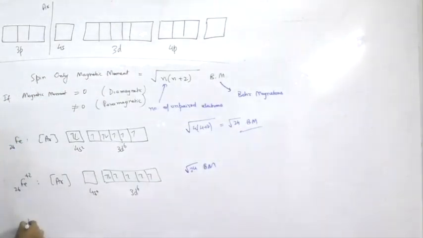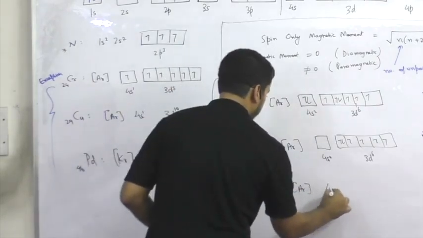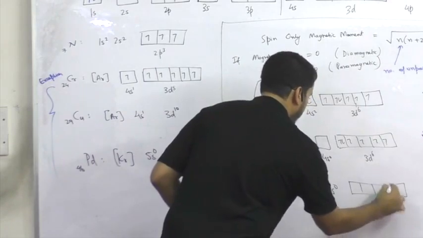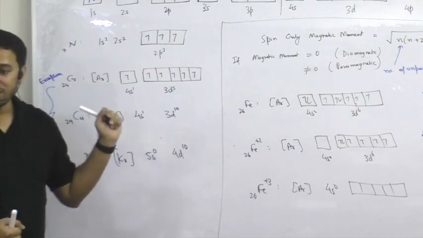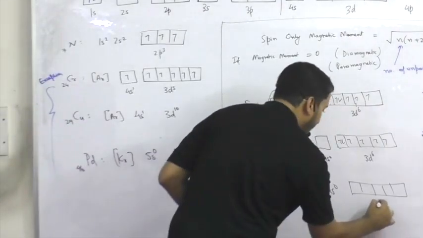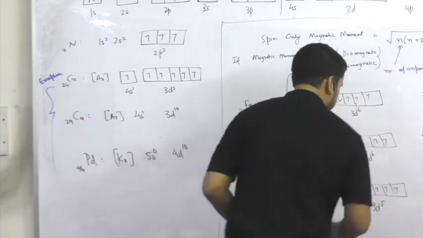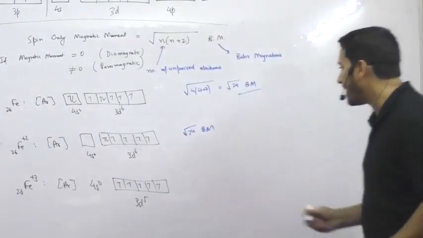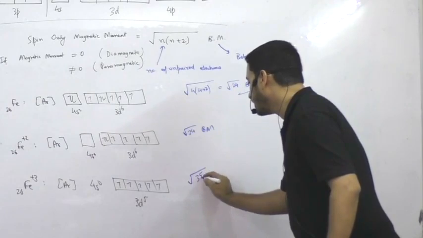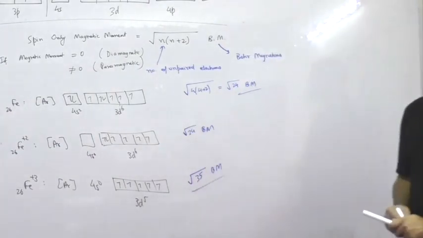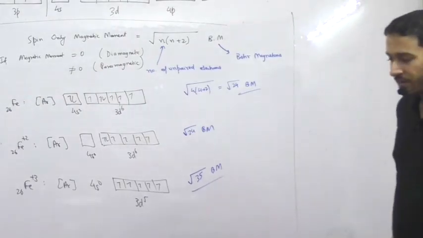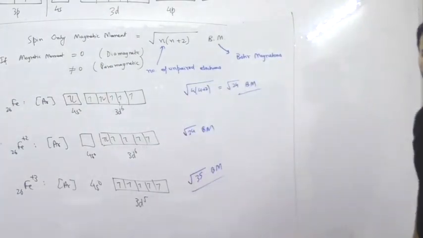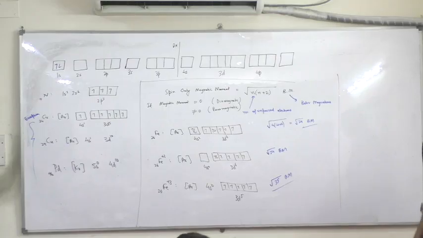But what if I asked you the magnetic moment for Fe plus 3? The third electron is now lost from 3d. So अब ये क्या हो गया? 3d5. Right? 4s0 3d5. Now what is the magnetic moment? Root 35 BM. Okay, very important. Fe and Fe plus 2 have the same magnetic moment, but Fe plus 3 has a higher magnetic moment. Right? Root 35 BM.